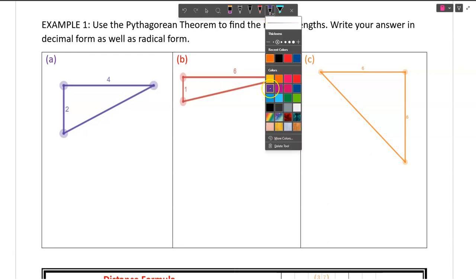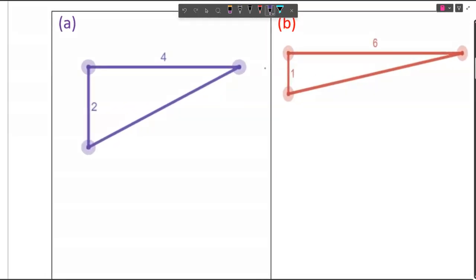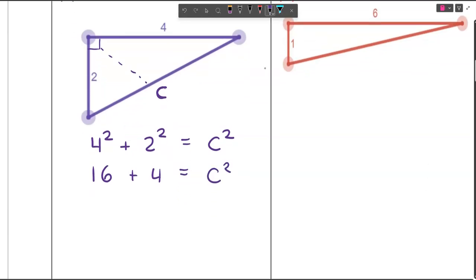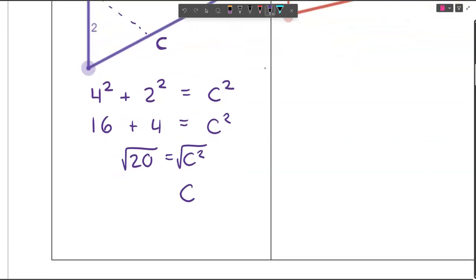We're going to start with the one in purple, if you want to walk along or if you're checking. My c squared in this situation is going to be this side because here's my 90-degree angle. So my a and my b are 4 and 2. It doesn't matter which one you put first. So let's put 4 squared plus 2 squared equals c squared. 4 squared is 16, 2 squared is 4, and then 16 plus 4 is 20. The last thing we need to do to solve this is take the square root of both sides, so that my final answer here ends up being the square root of 20.